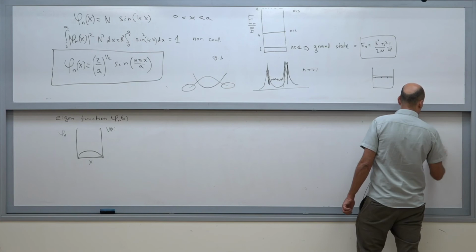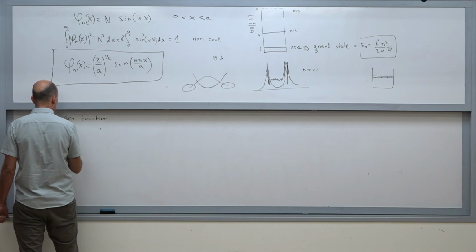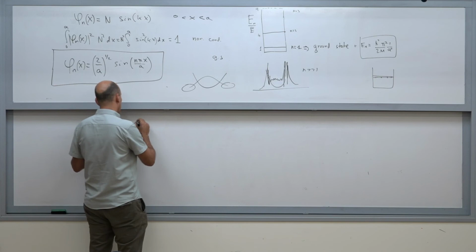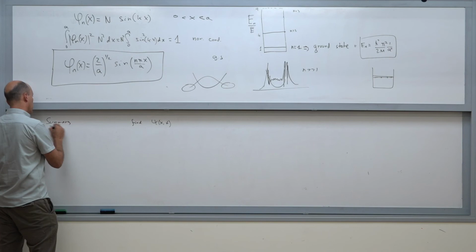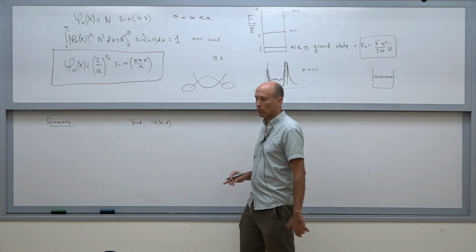So in this lesson, we understand what is the mission, so to say, of quantum mechanics. Let us say I want to find psi(x,t). So this is, we are now summarizing. How do you do this? So let's say it's a program on your computer. Give the initial condition.